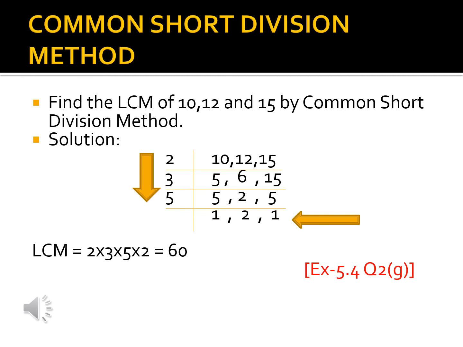So, for finding the LCM, we find the product of all the common factors and the co-prime numbers also. I multiply 2 into 3 into 5 into 1 into 2 into 1. That is 60. So, the LCM of 10, 12 and 15 is 60.